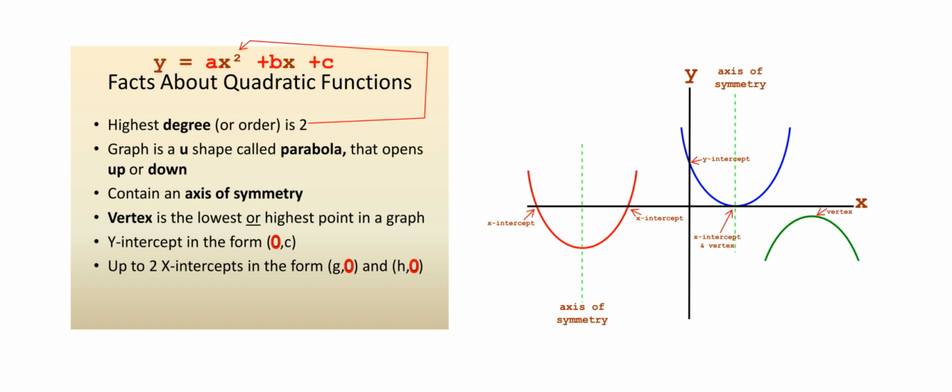So if your parabola is U-shaped, your vertex is the lowest point. If your parabola is upside down, an upside down U or an N, as we sometimes say, the top is your vertex. So there is our axis of symmetry. And let's realize that for the green graph, there is no x-intercept. So no intercepts for that case.